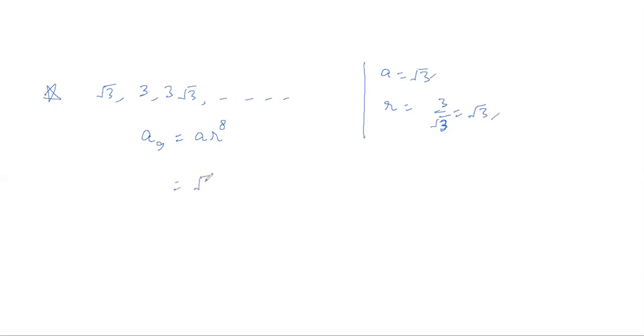So this is the value of A and R, and we'll put them here. A is root 3 and R is root 3 raised to power 8. So it will be root 3 as it is, and root 3 raised to power 8. We can write it as 3 raised to power 1 upon 2, and its power will be 8. So it will be root 3 into 3 raised to power 4. So what did we get? It will be 81 root 3. We got it like this.